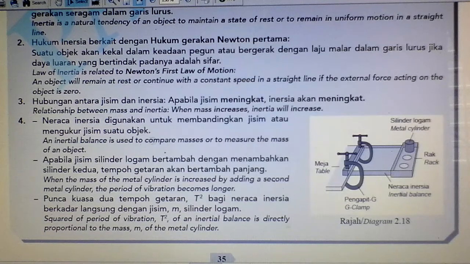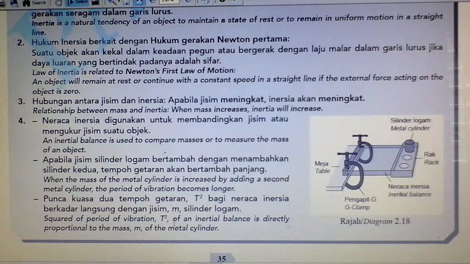An inertial balance is used to compare masses or to measure the mass of an object. When the mass of the metal cylinder is increased by adding a second metal cylinder, the period of vibration becomes longer. The square of the period of vibration, T squared, of an inertial balance is directly proportional to the mass m of the metal cylinder. Meaning if you put more metal cylinders on the rack, then the time taken for 20 oscillations increases, or we can say the period of oscillation increases. That's why we can get this relationship.